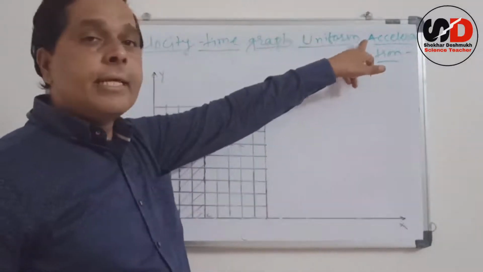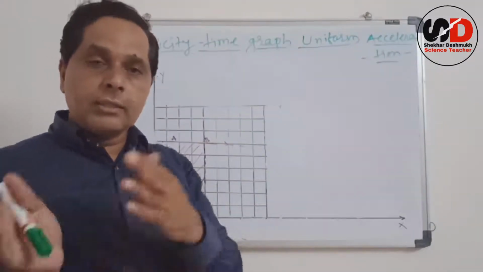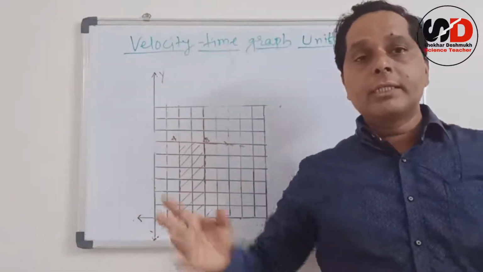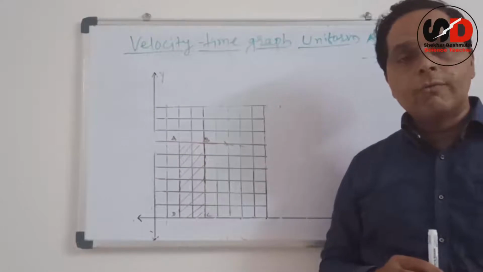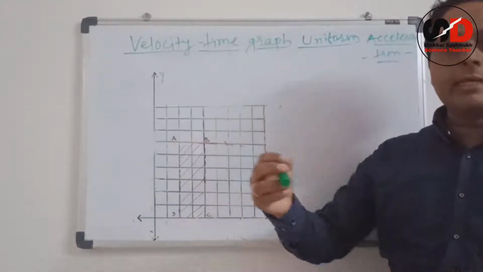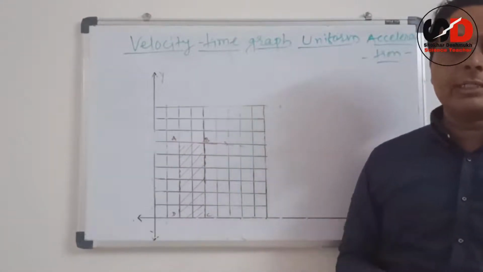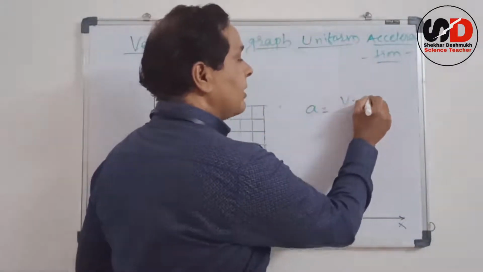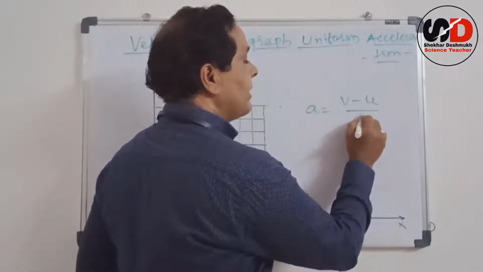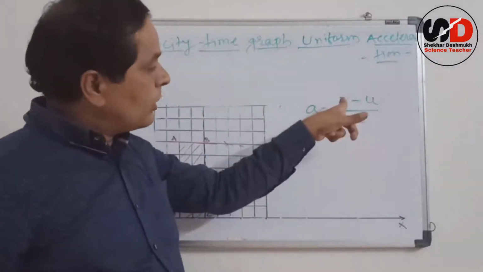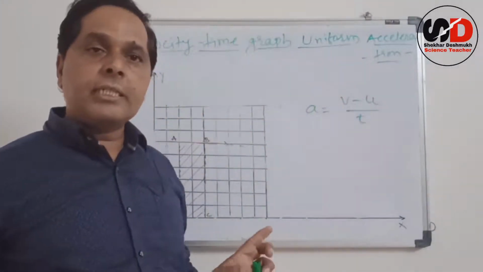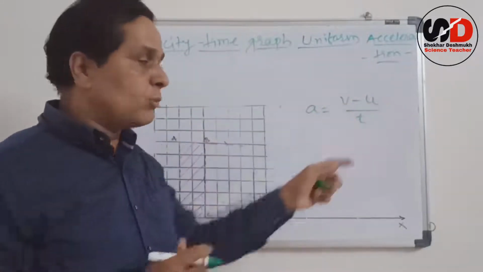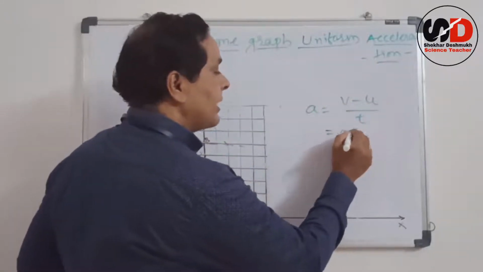Now the body is accelerated. See the previous example, the train is traveling with a constant speed of 60 kilometers per hour. So was it accelerated? What is acceleration there? We know acceleration is equal to final velocity minus initial velocity divided by time. So in that case, the train is traveling with 60 kilometers per hour constantly. So u and v are both the same. So acceleration is 0 in that case.